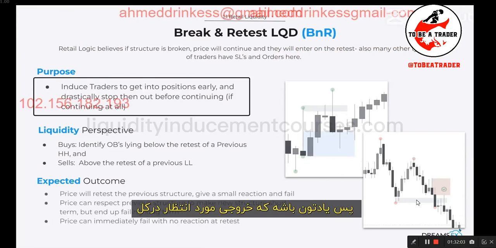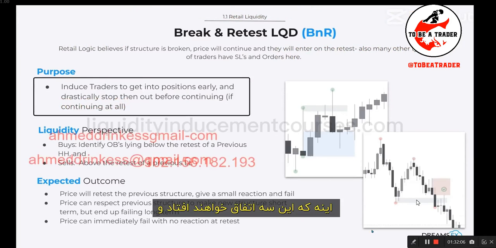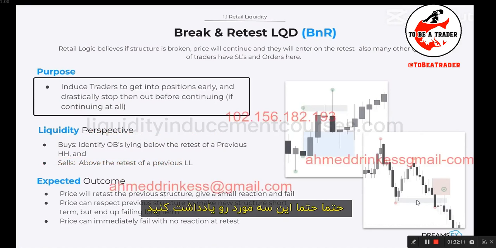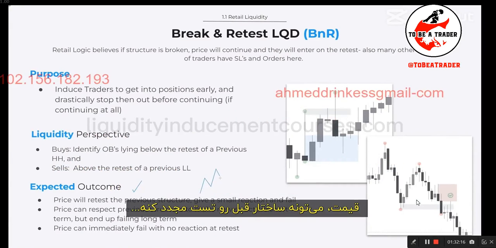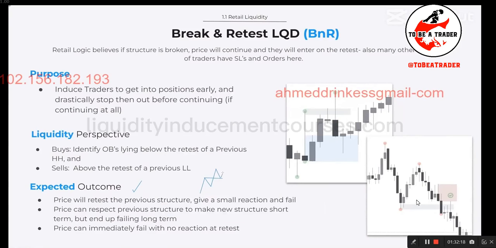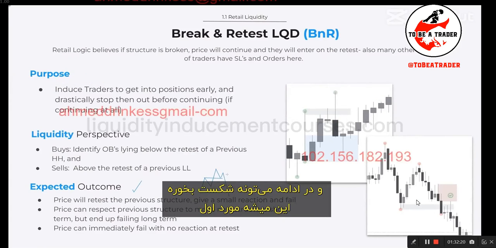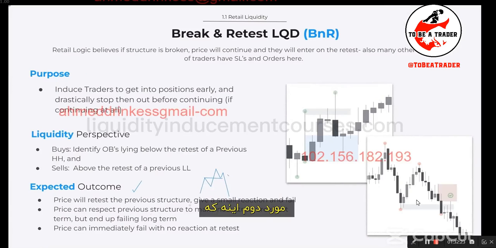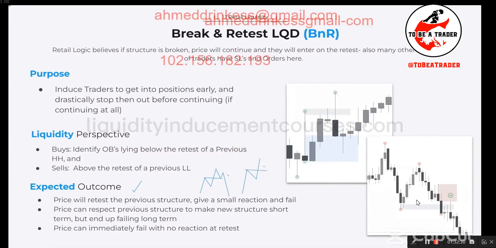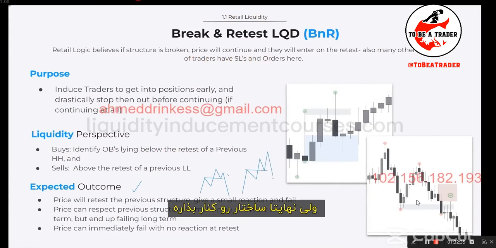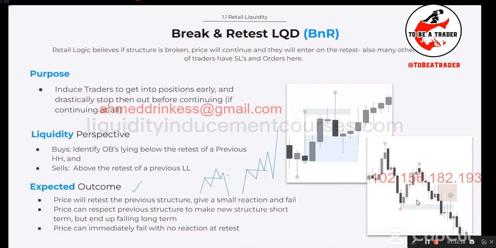So the expected outcome from it as a whole, remember, is that these three things will happen, and I would absolutely write these three things. Price can either retest the previous structure, give a small reaction, and then it can fail. Absolutely. This is the first thing. The second thing is price can respect the previous structure. It could respect it short term, but then end up taking them out before going higher.